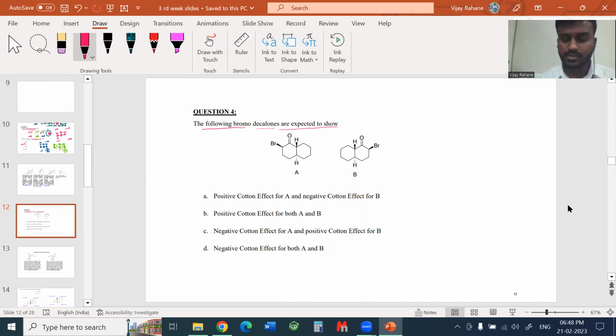So we need to draw a structure in a chair form so as we can find out the Cotton effect, right? Which type of Cotton effect is shown by the A molecule and the B molecule. So here we'll draw the A molecule first. To draw this A molecule, here we can see the hydrogens are trans. So the chairs are trans junction chairs.